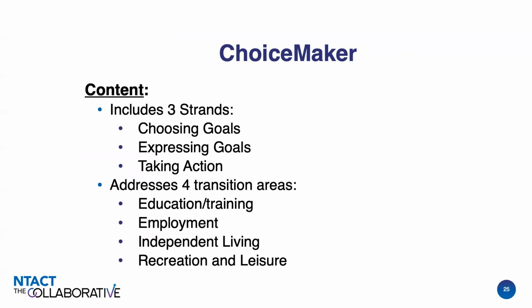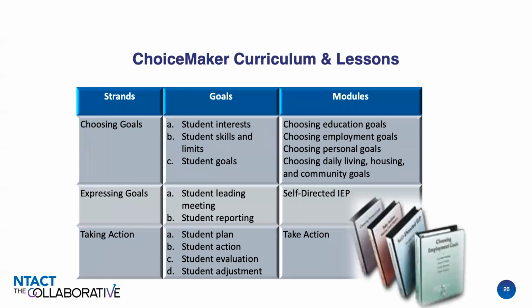ChoiceMaker includes 3 content strands, including choosing goals, expressing goals, and taking action, and addresses 4 transition areas, including education and training, employment, independent living, and recreation and leisure. This table includes the strands, goals, and modules that are included in the ChoiceMaker curriculum. You can see that leading an IEP meeting is only part of the ChoiceMaker curriculum. This specific part of the curriculum will be discussed later. As mentioned earlier, the sections can be used as standalone units or all together.